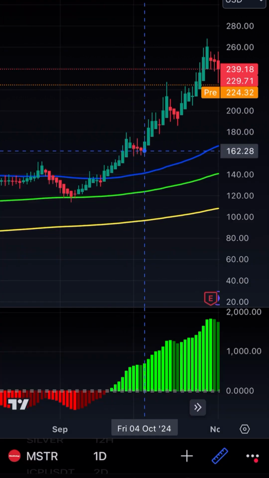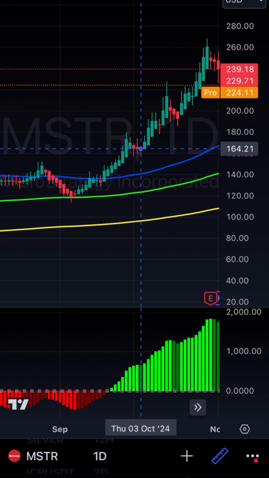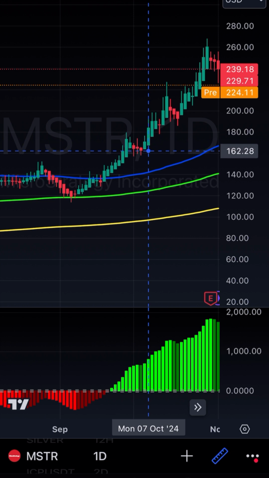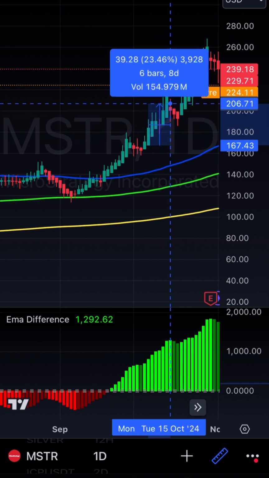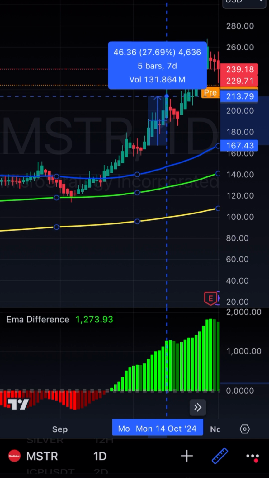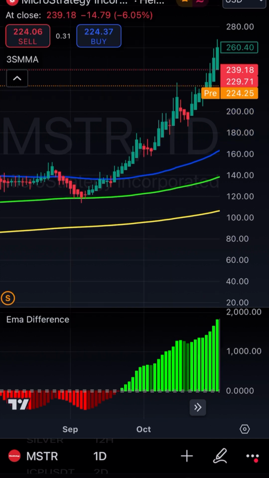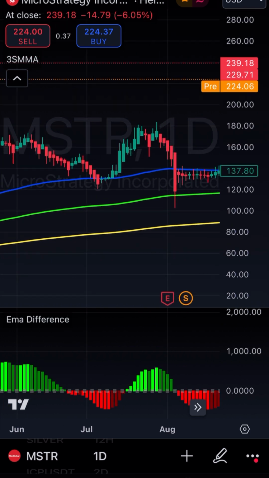You see right here where it goes from dark green to light. We know the overall direction's going up, so you would enter here, and you ride this out till right about here. Let's just do 7 days. And this is another $46 difference in price. This is about $4,636. So let's just keep our focus on the direction going up.